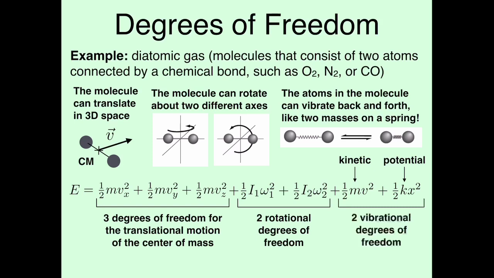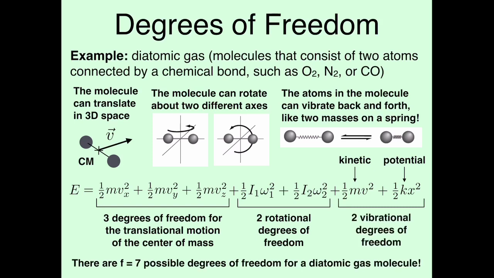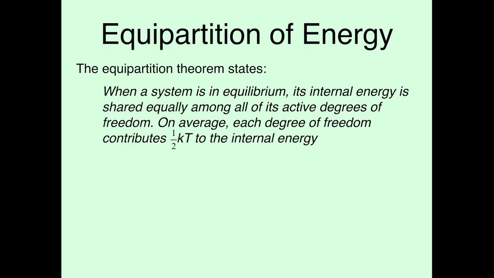And if you try to add all of that up, we have 3 plus 2 plus 2. So in total, we have 7 possible degrees of freedom for a diatomic gas molecule. Okay? So those are the 2 cases you need to know. You should know how to count the degrees of freedom for a monatomic gas, which comes out to 3. And then for a diatomic gas, you should know how to count the degrees of freedom we just went over, which in total comes out to 7, but it's a little bit more complicated than that, and we're going to get into that just in a second.